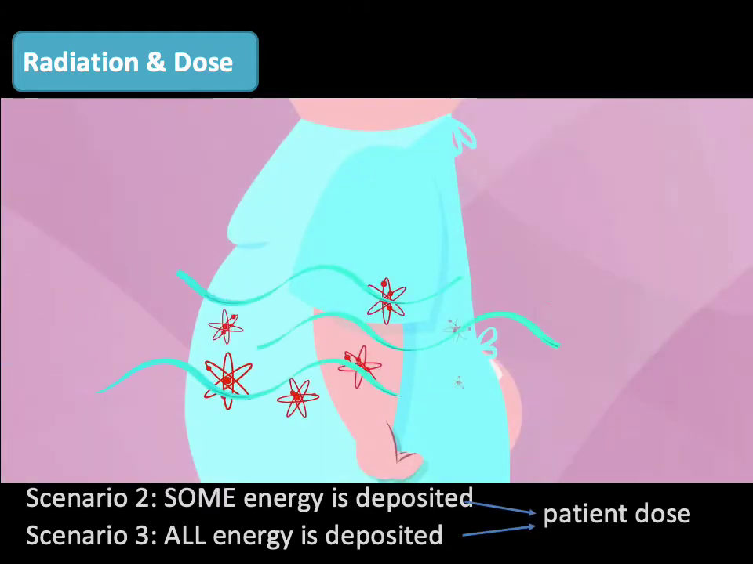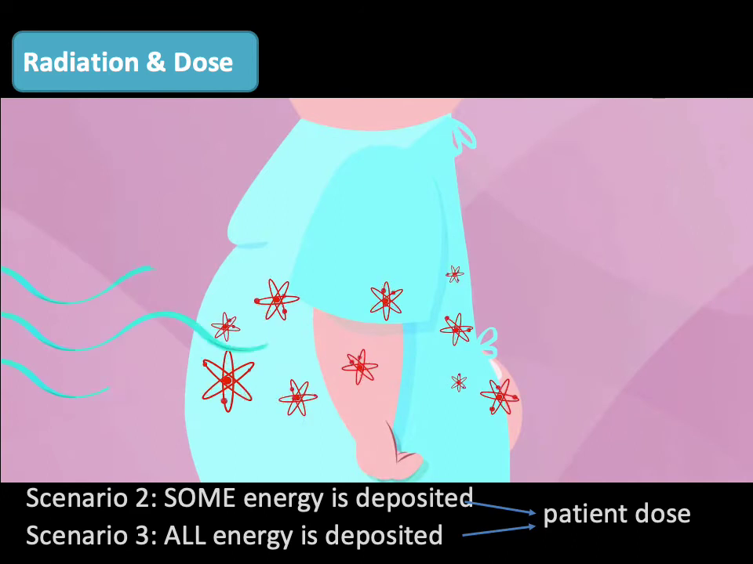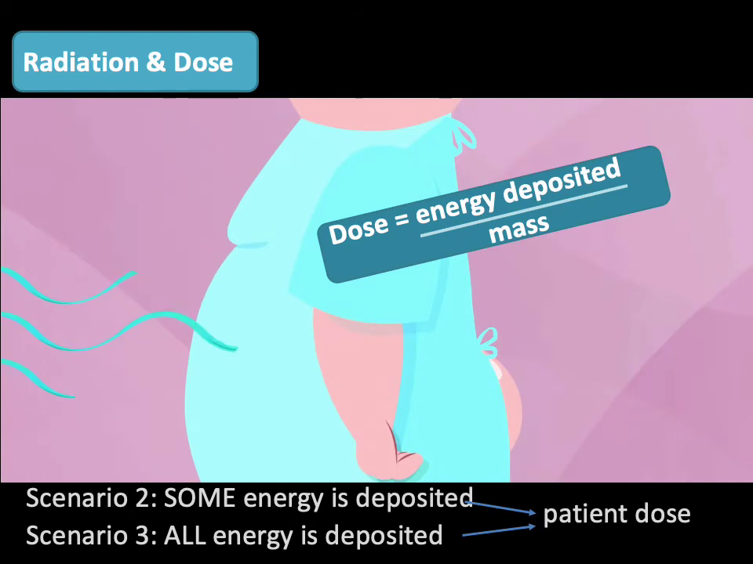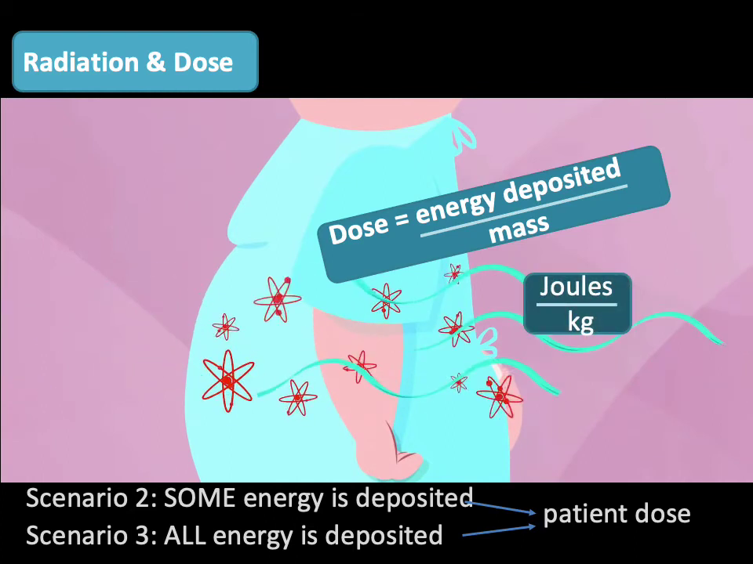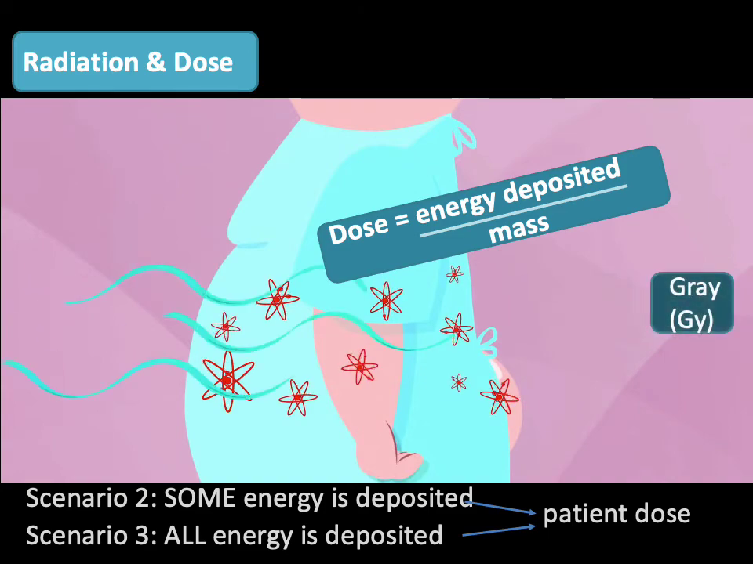When discussing patient dose, it's these last two scenarios we need to consider, because, as a reminder, dose is the amount of energy deposited in tissue per unit mass. It has SI units of joules per kilogram, or Gray.